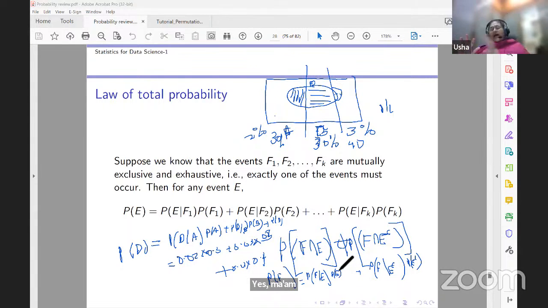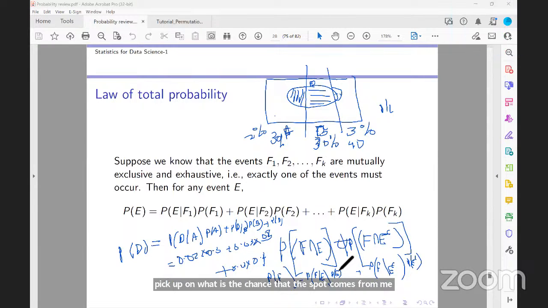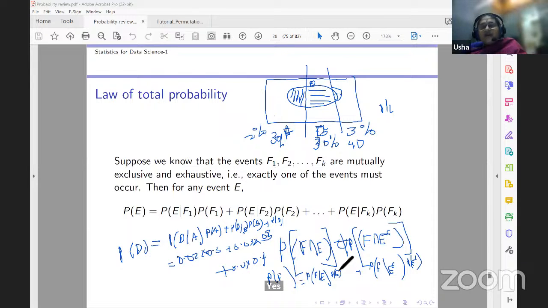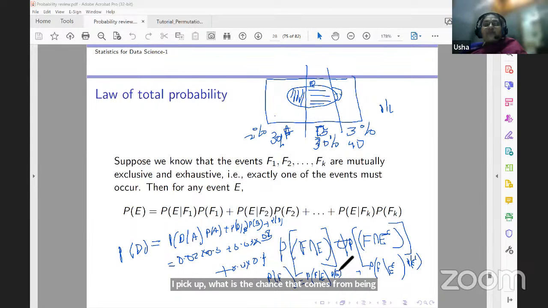Now suppose I have come to my company and I mix all my spare parts together. I've got 100 spare parts. What is the chance it comes from A? I pick up one part. What is the chance that this part comes from A? 30%. I pick up, what is the chance it comes from B? 30%. What is the chance it comes from C? 40%. So 30% from A, 30% from B, and 40% from C.